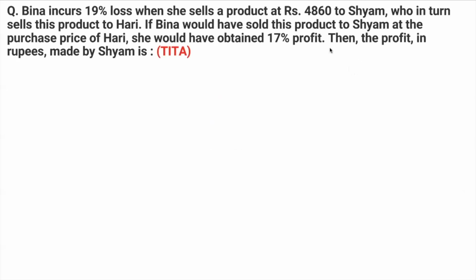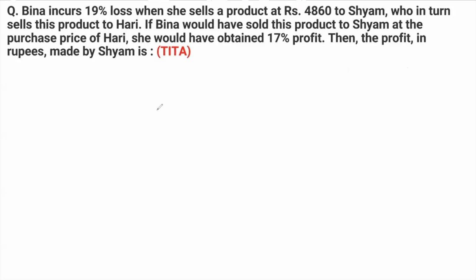So this is our fifth question. According to me, this was the easiest question of this lot. Let's see how we deal with this. Beena incurs 19% loss when she sells a product at rupees 4860 to Sham, who in turn sells this product to Hari. If Beena would have sold this product to Sham at the purchase price of Hari, she would have obtained 17% profit. Then the profit in rupees made by Sham is.